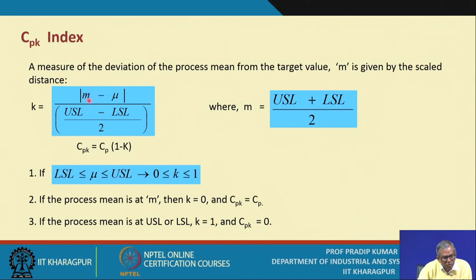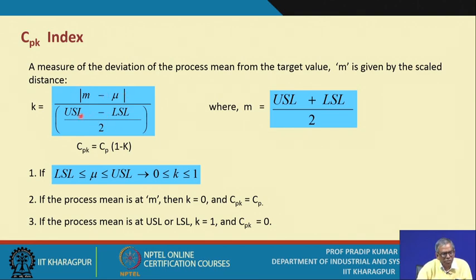M is constant, whereas mu is a variable, a function of time. So, with reference to M, mu may be greater than M or may be less than M. So, what you try to do is take the absolute value, that means the difference. Now, this difference must be made dimensionless. So, you define K as a proportion of this one.